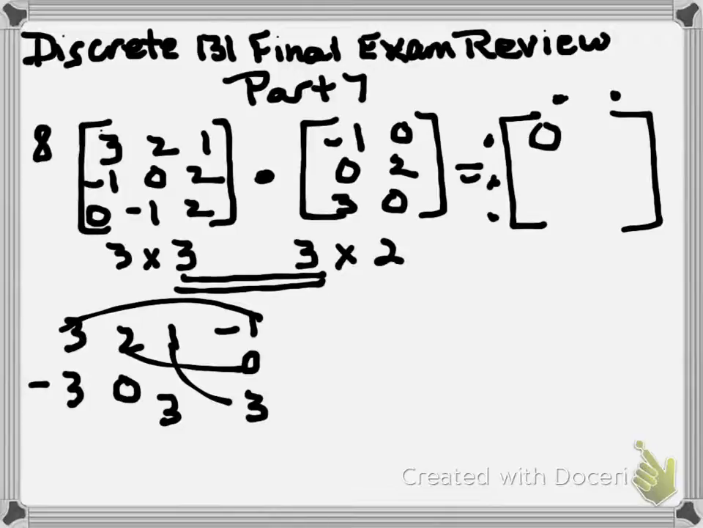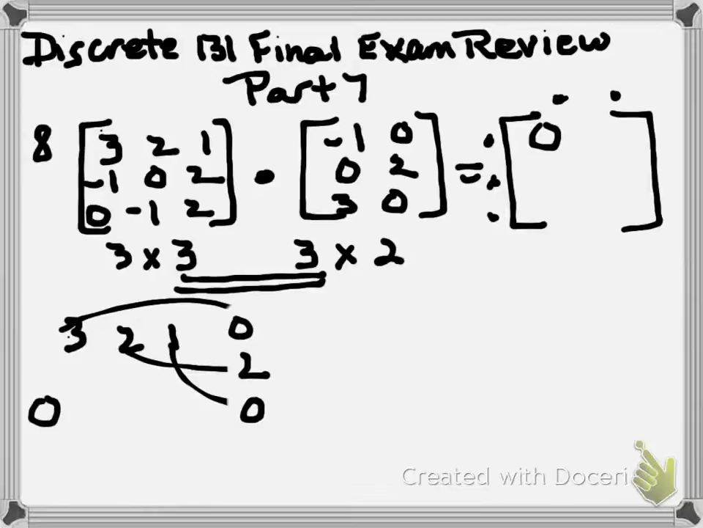Now I take still the first row, but now the second column. 0, 2, 0. 3 times 0 is 0. 2 times 2 is 4. 1 times 0 is 0. So adding the result is 4.